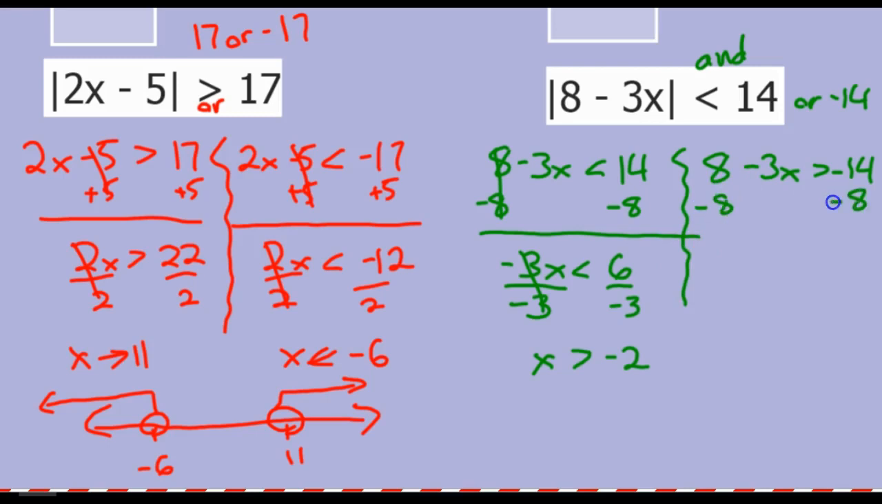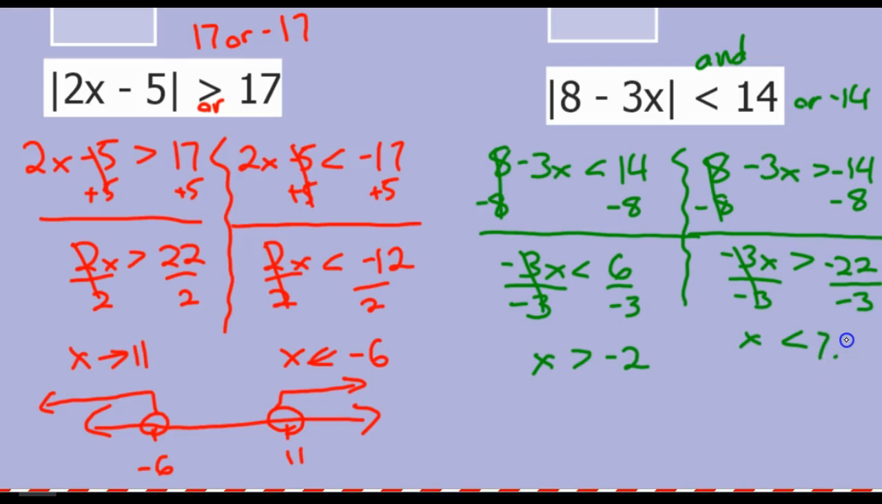Here again, subtract 8. And we have -3x is greater than -14 minus 8, which gives us a -22. Divide by -3. So x, now our sign flips. -22 divided by -3, that gives us about a 7.3.